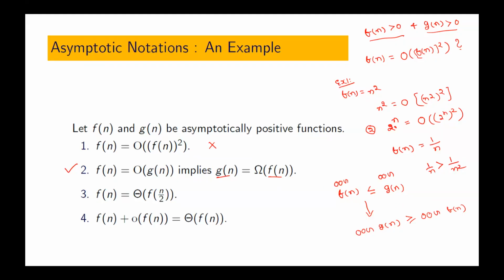What about the third one? f of n is theta of f of n by 2. For example, if I take f of n as n square, what is f of n by 2? It is n by 2 whole square, which is n square by 4. Is it satisfying? Based on this, can you conclude that it is correct? For this example it is true, but we need to convince ourselves that there are no examples where it fails.